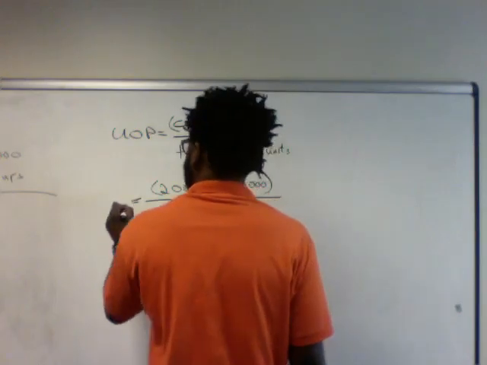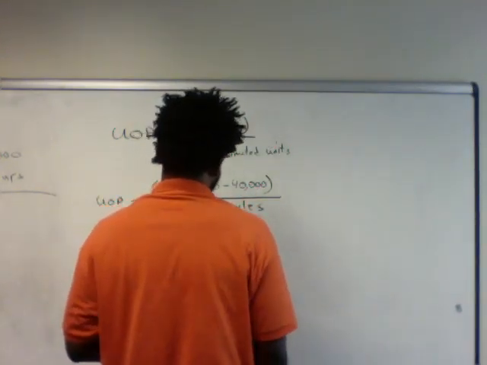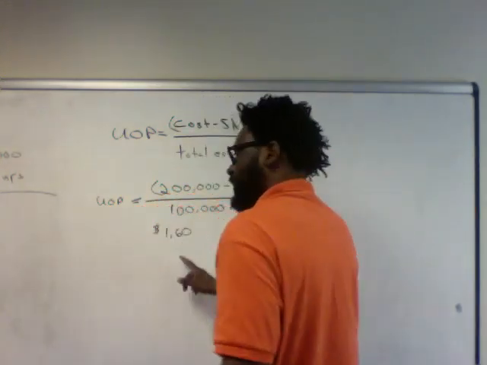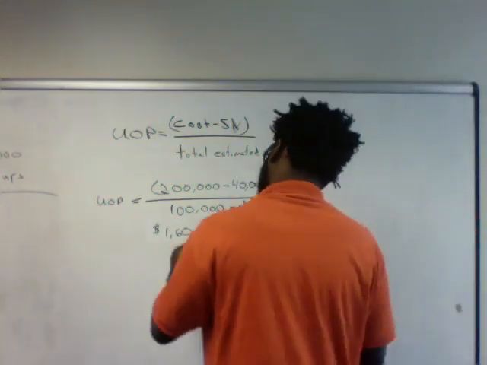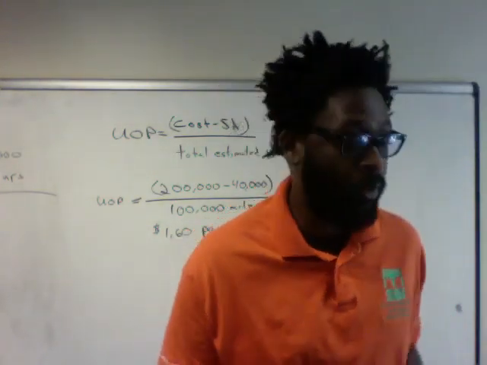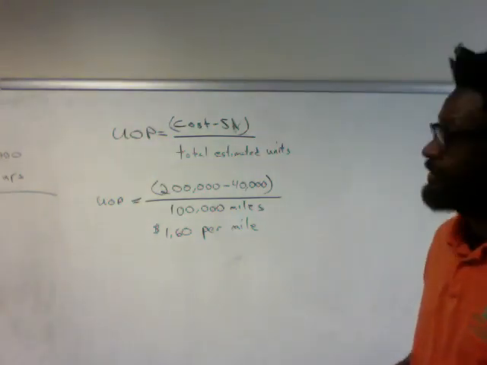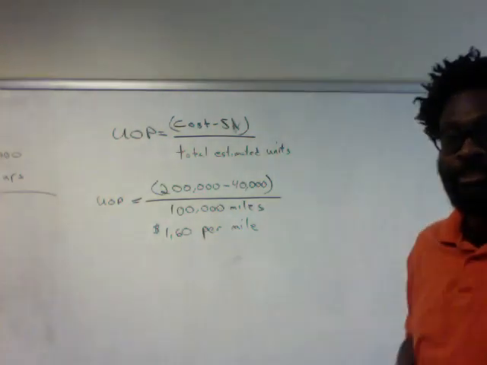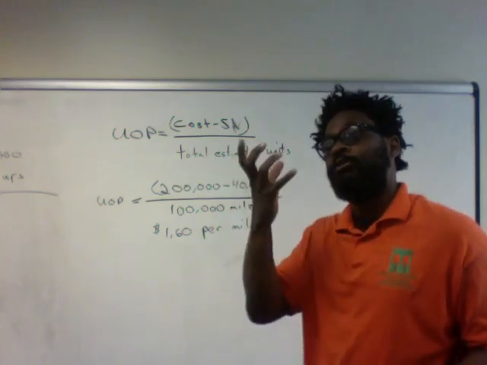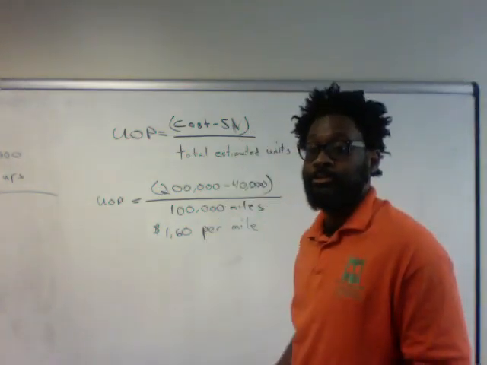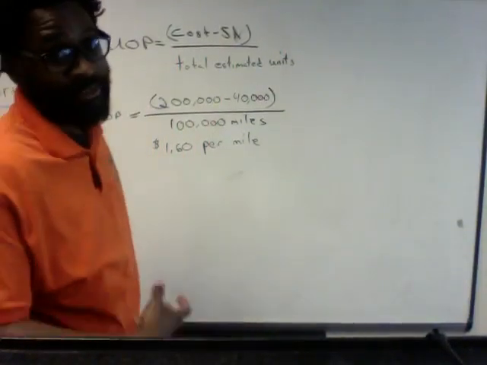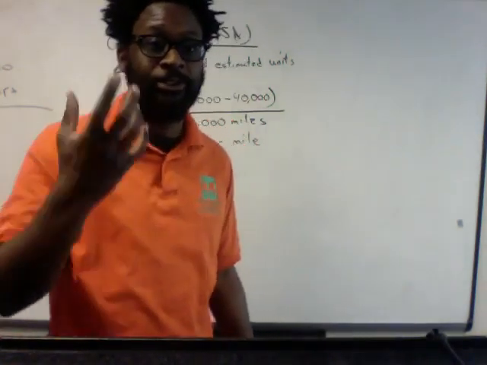And we're going to see what this brings us. So we have 160,000 divided by 100,000 miles, 1.6, right? So basically, we get a rate, $1.60 per mile. So technically, what we're saying is that in order to properly depreciate this asset, we're going to reduce the asset by $1.60 per mile driven. Okay, so this is a rate that we're going to use, based on the usage. So obviously, the more we use it, the more the depreciation is going to be.